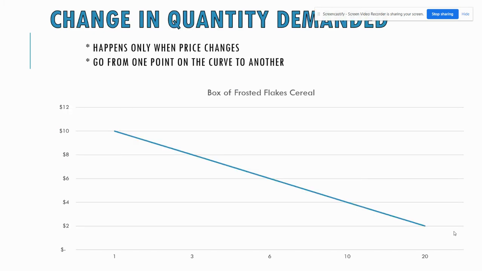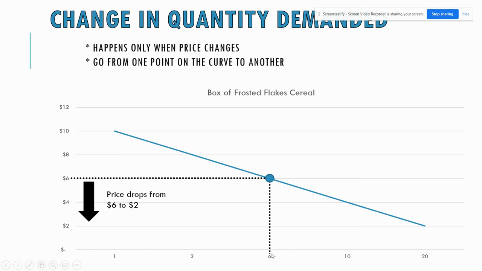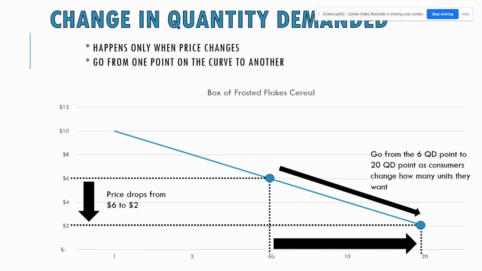Okay, so when we want to show a change in quantity demanded, this means there's a price change. Let's say the price of cereal is $6, so we know 6 boxes are being demanded. If that price were to drop to $2, consumers say, oh, cereal's cheaper now, and more would be demanded. So we would see that increase to 20 boxes. What we show on the curve is from one point to the other. It's just a shift along the same curve. If the price were to increase to $8, we would go from this point up to this point of 3 boxes, from 20 to 3. So it's just a shift along the curve.